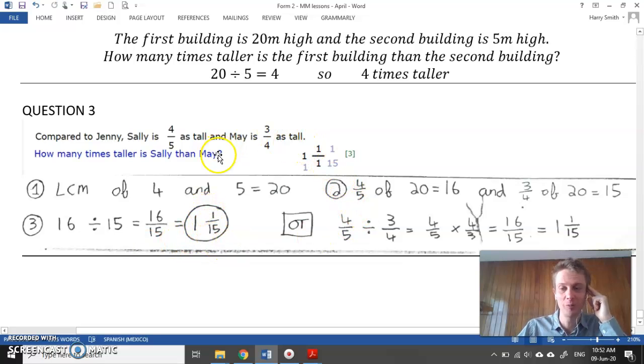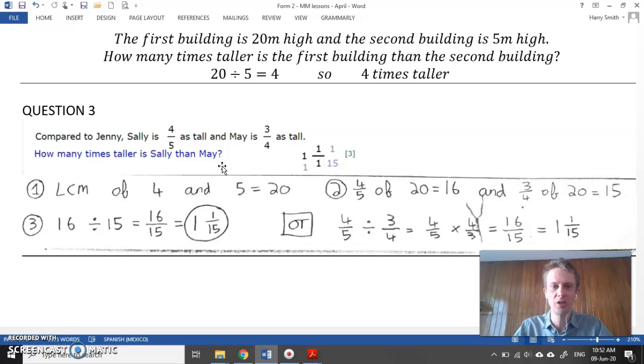This is really tricky, boys and girls. You've got to take a bit of time to process and understand it. Write some notes out and try to make up your own little examples. That's one way of doing it, and it's the way you really understand what's going on. Funnily enough, you could literally just do 4/5 divided by 3/4. It doesn't really matter that it's 4/5 of what Jenny is and 3/4 of what Jenny is. You just divide these two to get 1 and 1/15 as well.